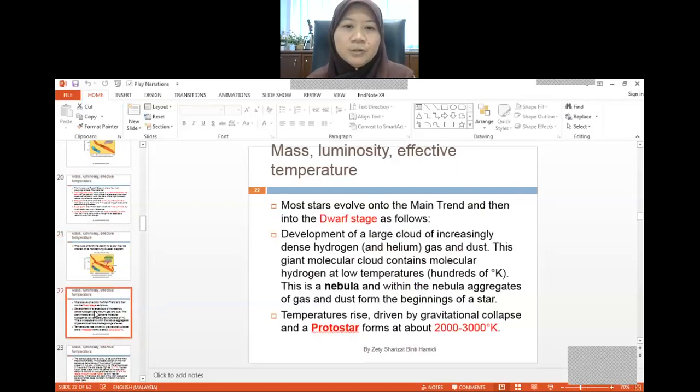And most of the stars, of course, will evolve to the main sequence and dwarf stage. We can see the development of the large clouds of increasingly dense hydrogen, which should convert to helium, and still have gas and dust. It starts with a few hundred for the hydrogen to process, but it will increase to the thousands. Once the temperature rises, and bear in mind, the gravity will collapse. So this is the point where a protostar forms. The temperature of the protostar is about 2,000 to 3,000 Kelvin.